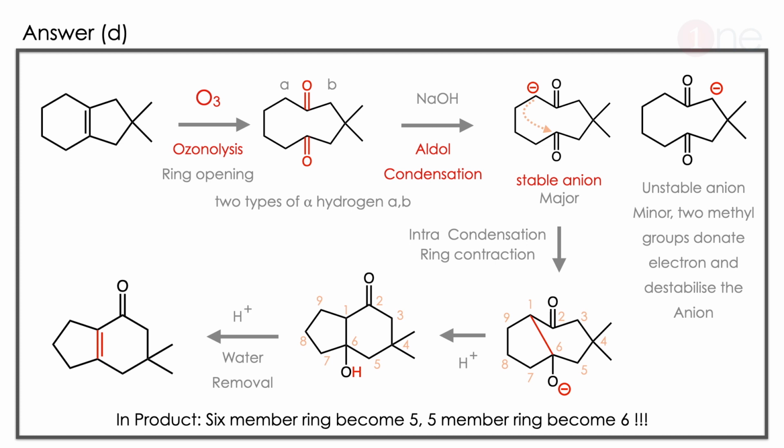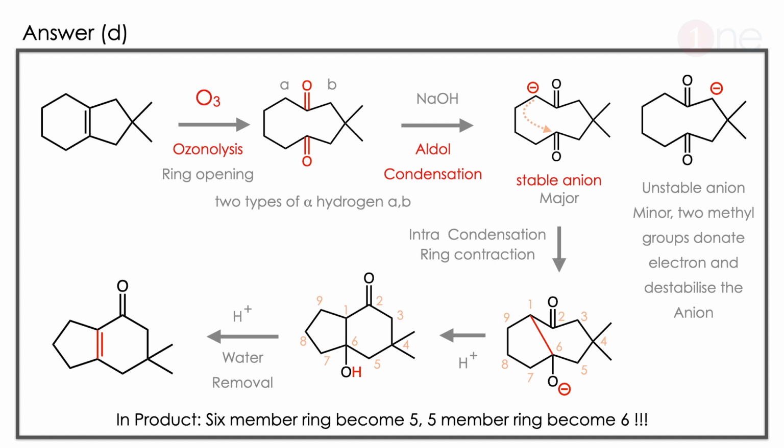So proton abstraction from A gives the anion, then the anion attacks the carbonyl. So the bond between 1 and 6 will form. Again protonation happens, alcohol will be formed. Here a new 1,6 bond is formed. Then the water elimination. Here water elimination is promoted by conjugation. So the final product is clearly D.